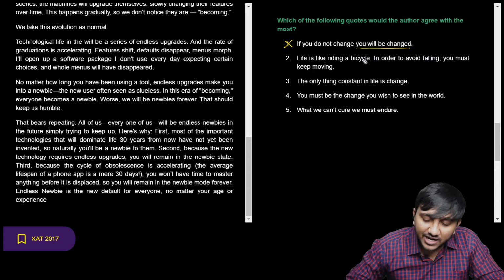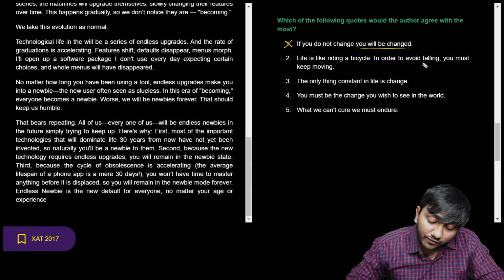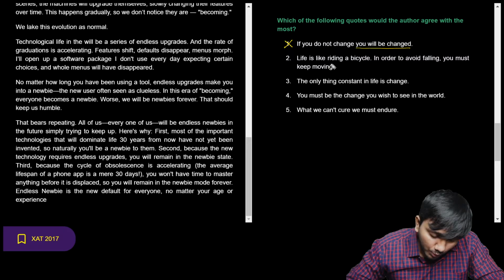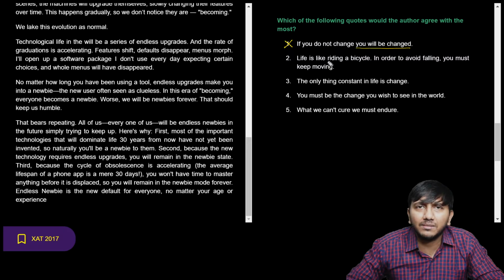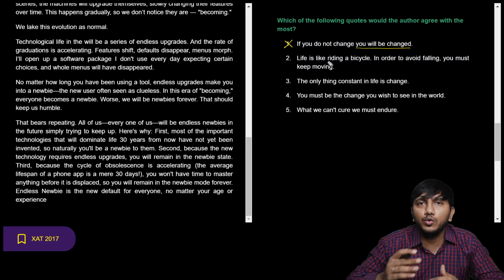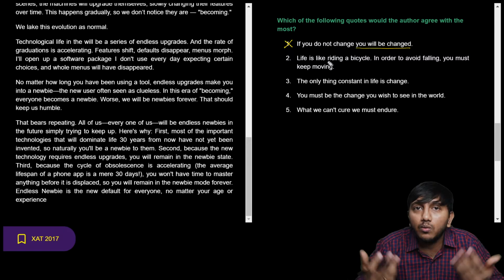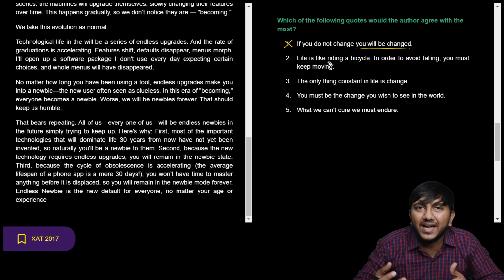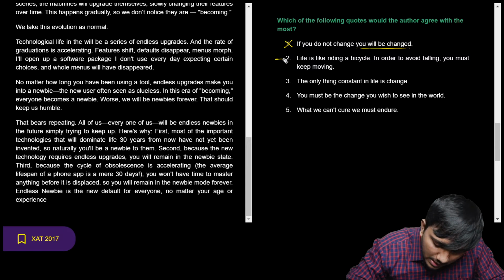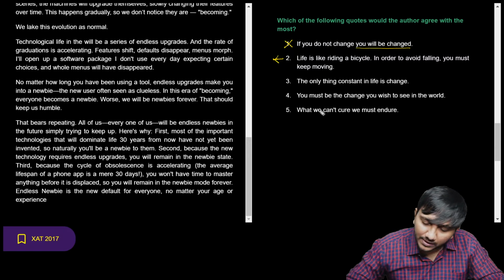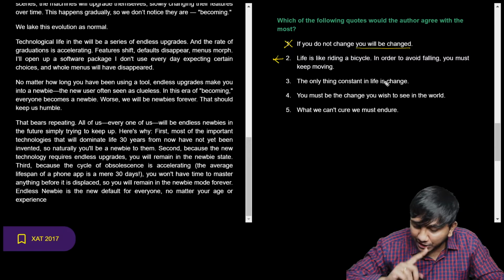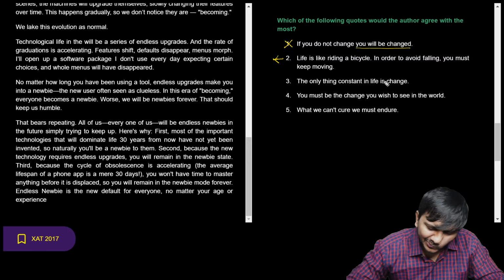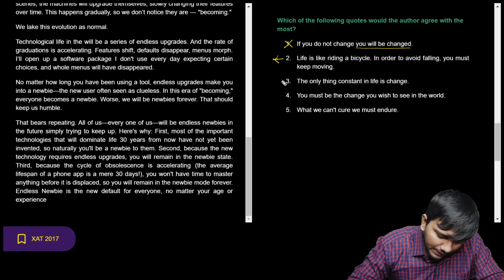Life is like riding a bicycle. In order to avoid falling, you must keep moving. That's definitely something that is said, right? So you have to keep changing things because things around you are changing. So to keep up with that, you have to keep changing. So I think he will agree with this. The only thing constant in life is change. Okay, I'm going to keep that aside as well. We will come to 2 and 3.